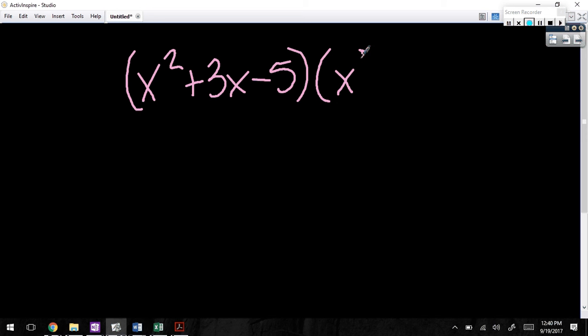Could you do the box thing for this? No, because you're not factoring. We're kind of doing the opposite of factoring right now. We're multiplying out. All right.